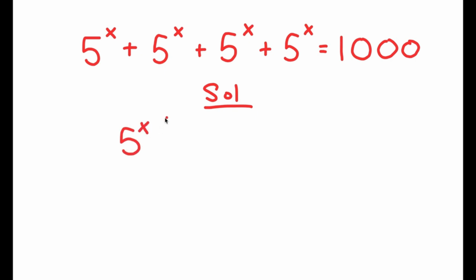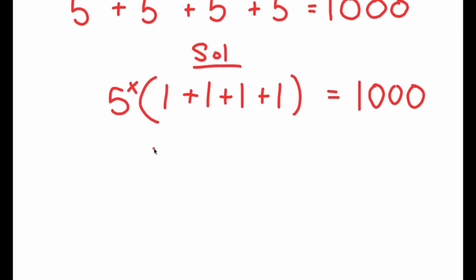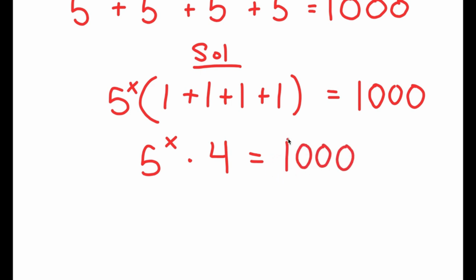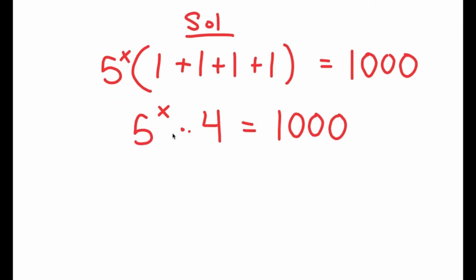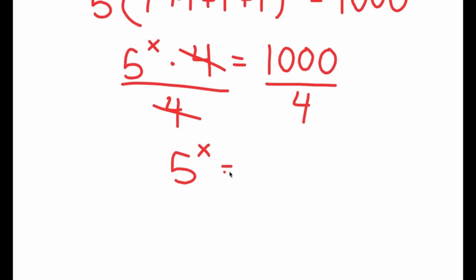So I get 5 to the power of x times, well, 5 to the power of x divided by 5 to the power of x is simply 1, so I get 1 plus 1 plus 1 plus 1 is equal to 1,000. And now 1 plus 1 plus 1 plus 1 is 4, so I get 5 to the power of x times 4 is equal to 1,000. Now, we want to isolate x, so I'm going to divide both sides by 4. So then these two cancel out, and I get 5 to the power of x is equal to 1,000 divided by 4, which is 250.